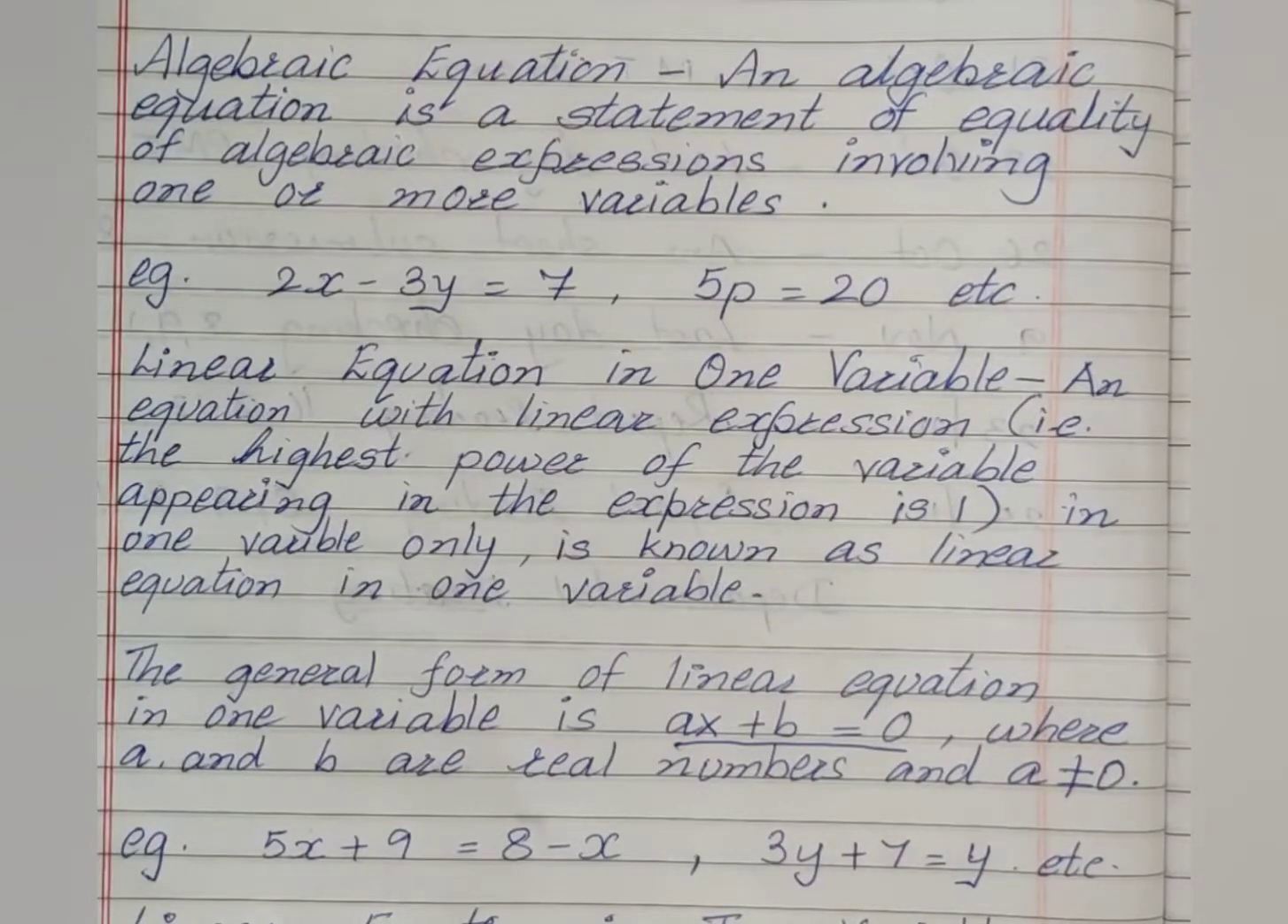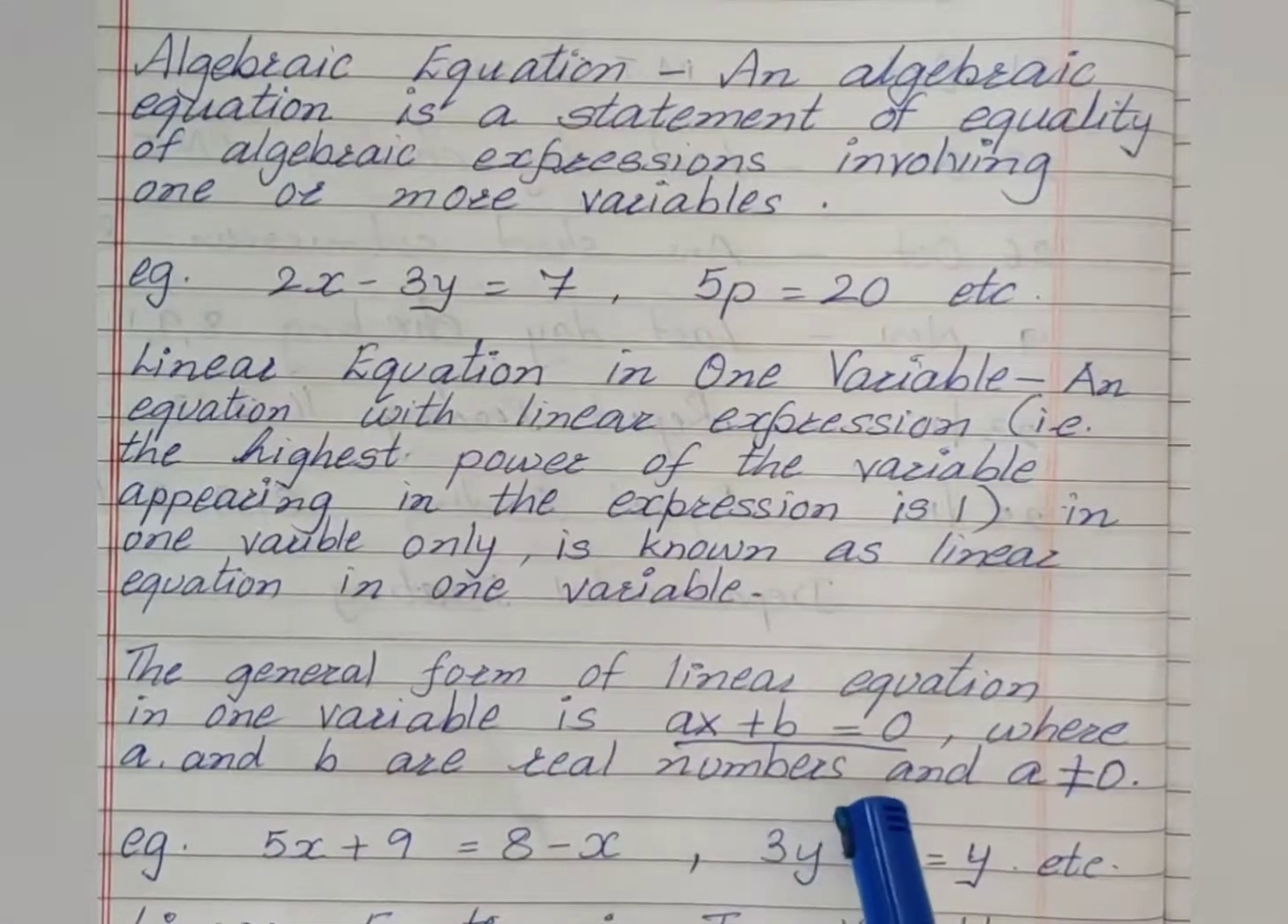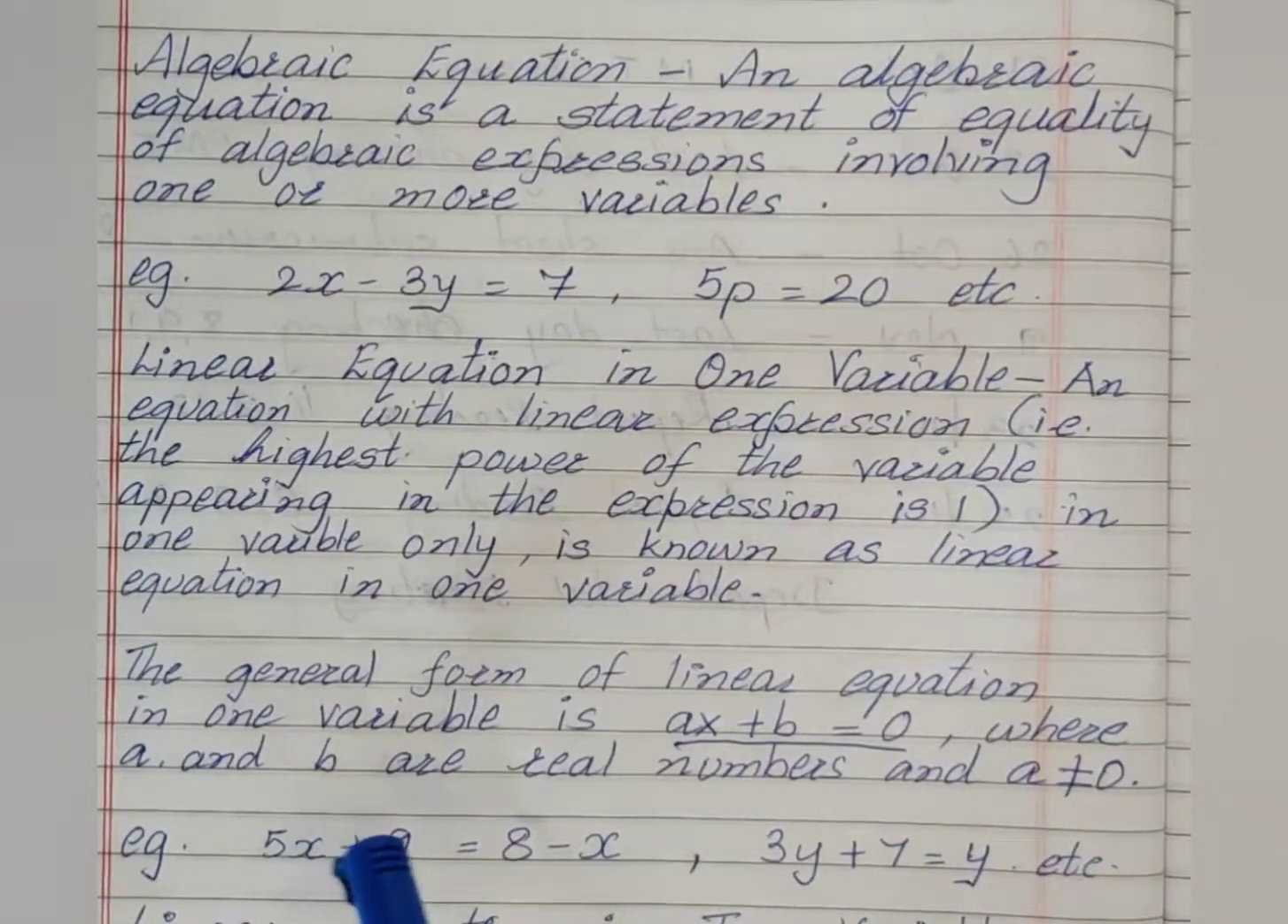In other words, you can say the general form of linear equation in 1 variable is ax plus b equal to 0, where a and b are real numbers and a is not equal to 0. Any equation which is in the form of ax plus b equal to 0 is a linear equation in 1 variable, where compulsorily the value of a should not be 0, and a and b both are real numbers.